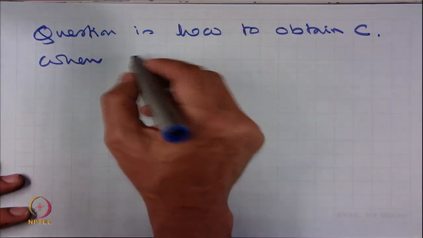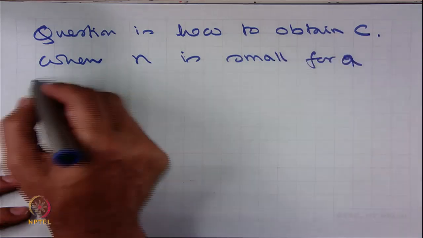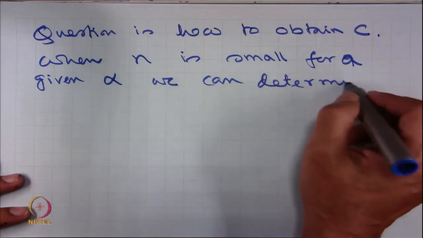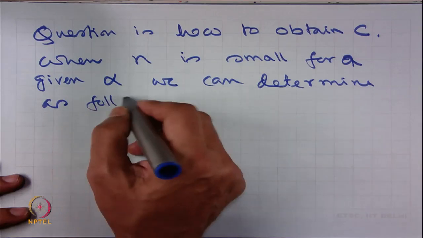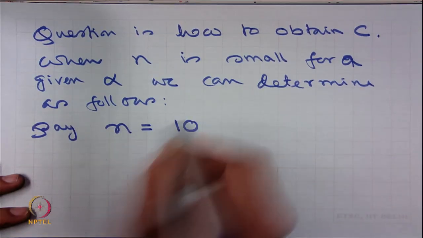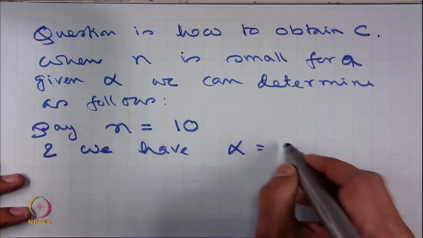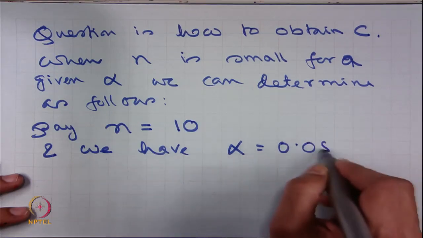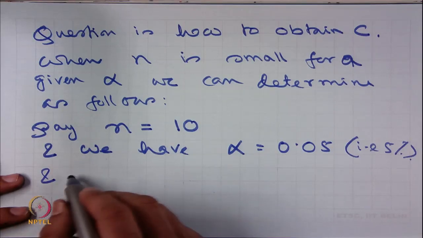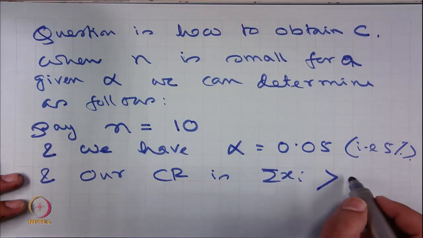When n is small, for a given alpha, we can determine it easily as follows. Say n is equal to 10, and we have alpha equal to, say, 0.05, that is 5%, and with respect to the earlier problem, our critical region is Σxi is greater than some c.